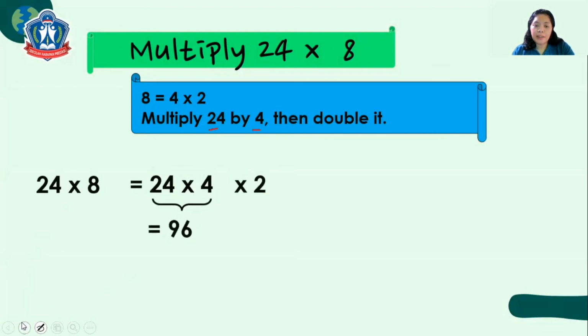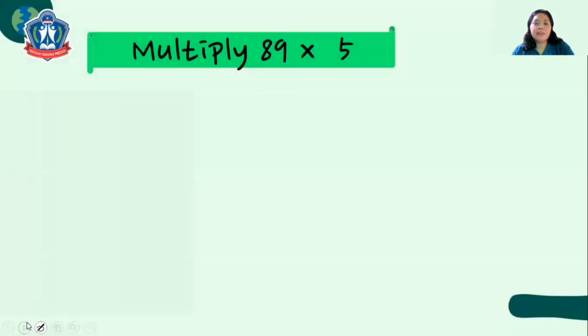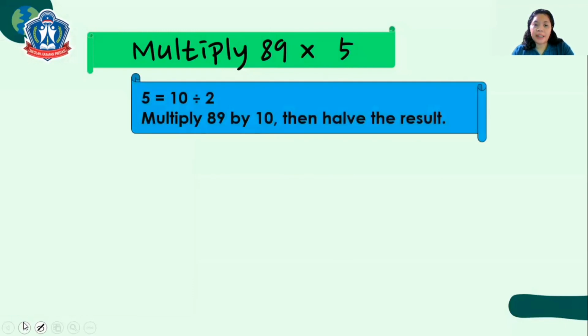And let's double it by multiplying 2, and that is equal to 192. So we can multiply, children, by the half of our one number, then double it. Another way is this one. Let's multiply 89 by 5. We can actually multiply 89 by 10 because 10 divided by 2 is 5. Then after we multiply it by 10, let's halve it. Let's divide it by 2.